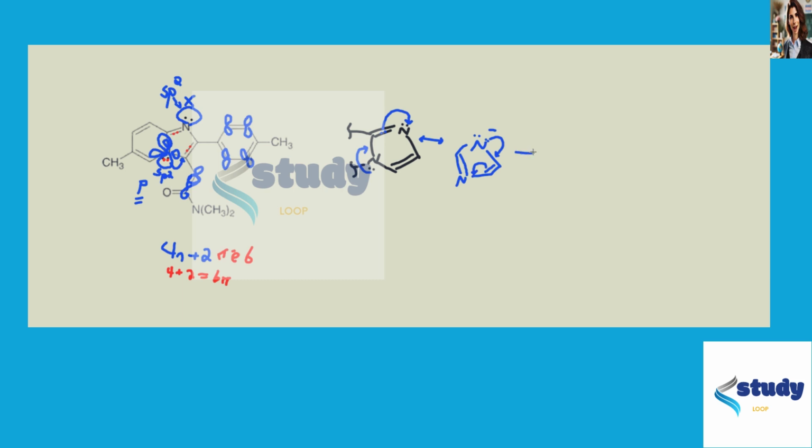And now we form this molecule here. Now nitrogen has 4 bonds, giving it a positive charge. And then once again, these 2 electrons can go back onto the nitrogen to regain our very first molecule here.